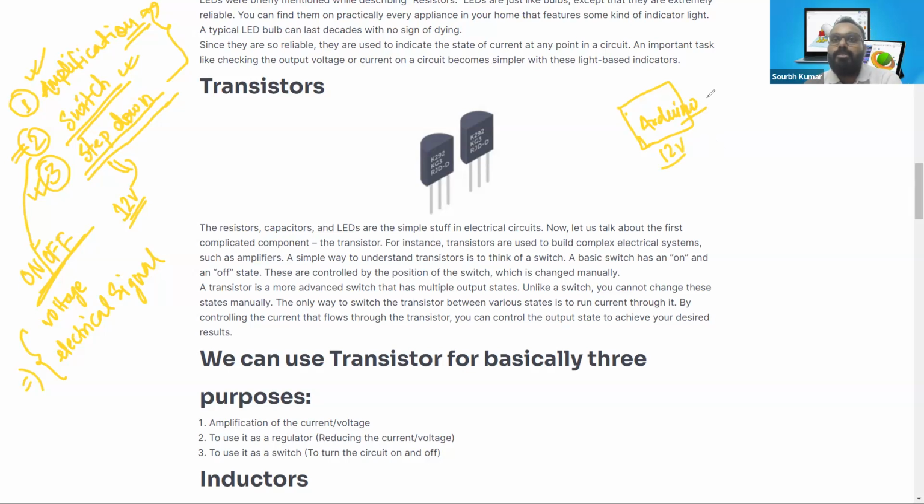What I'm trying to say is Arduino has a microcontroller chip in it, right? And any ICs or microcontrollers work on 5 volts and 3.3 volts. There is no way we can utilize 12 volts directly to power up our microcontroller and to achieve the same through the 12-volt voltage.